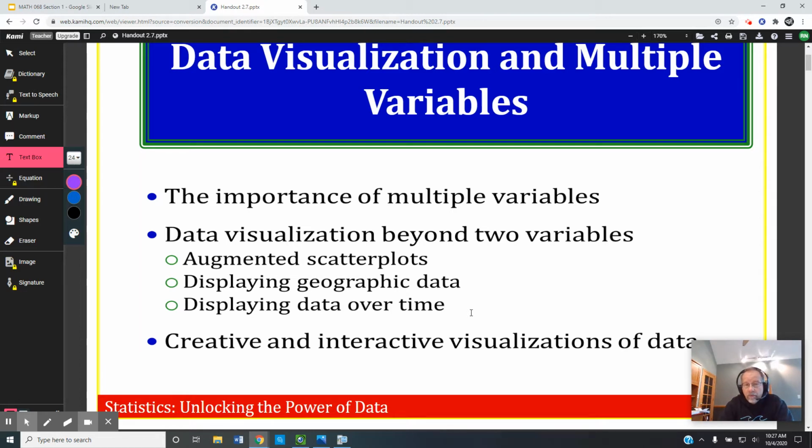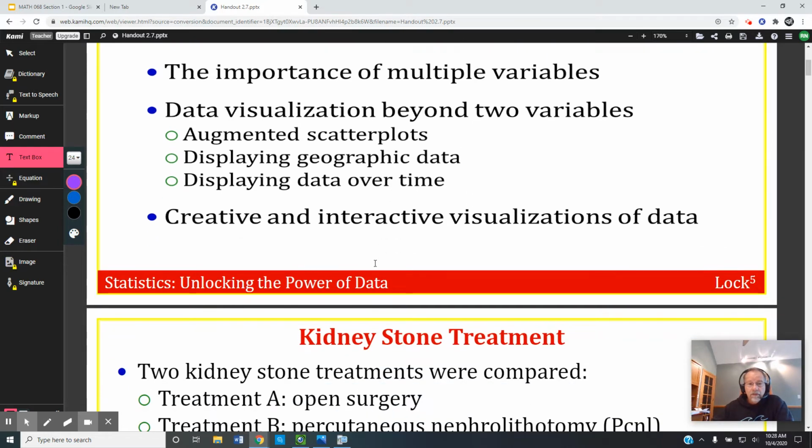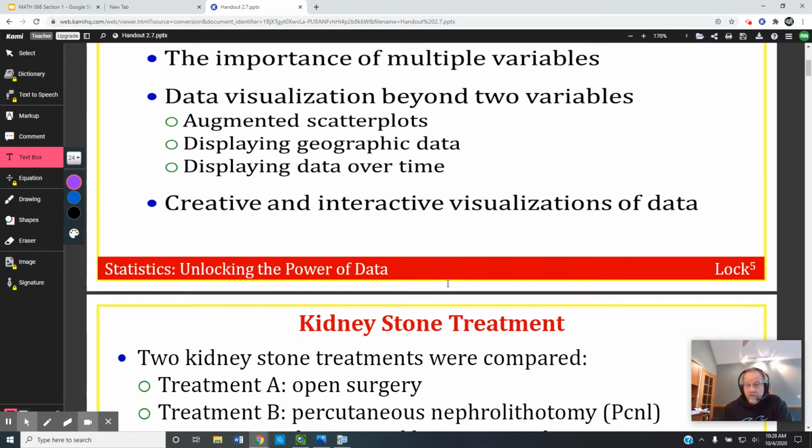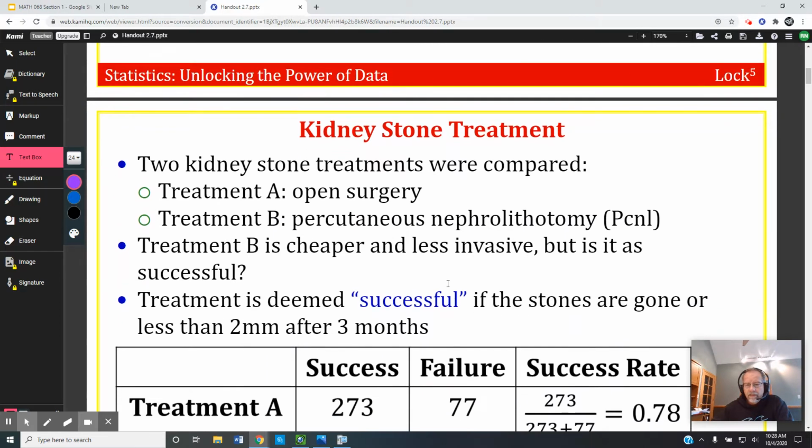These are things that weren't available to us back in the day when it was paper and pencil and we were looking at stagnant pictures on a two-dimensional graph. Now with the utilization of technology, we have some very nice things that we can do with graphs. They're very creative and very interactive in their visualization, and we'll go to some today. But the first thing we're going to do is talk about a little bit of data here.